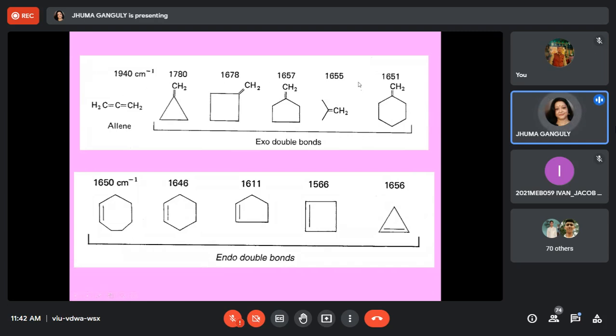If the values are different, the wave number is different, the frequency in centimeter inverse is different, then what is the reason for this? They all are C double bond C, but still the values are different. What is the reason? Exo double bond. All are exo double bond, all are exo endo double bond.